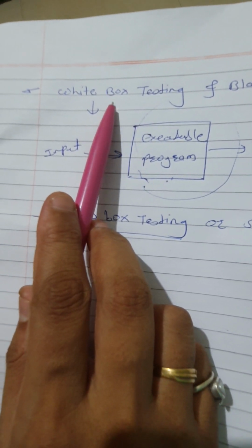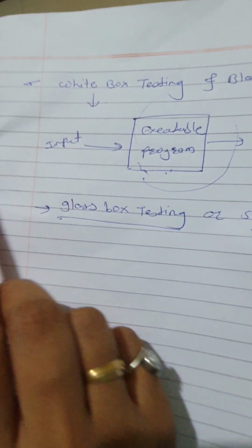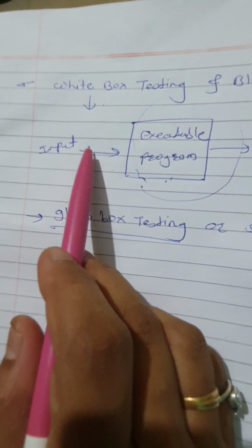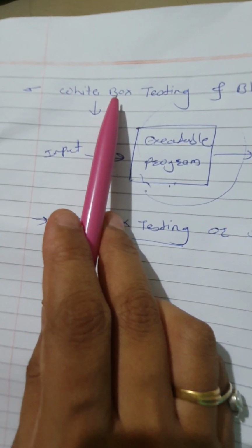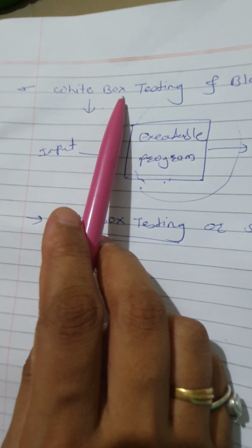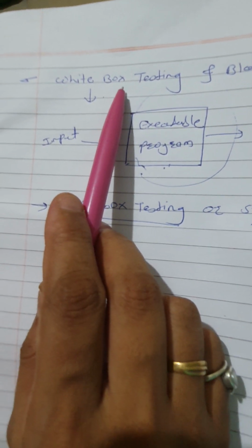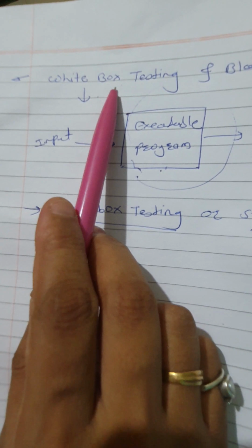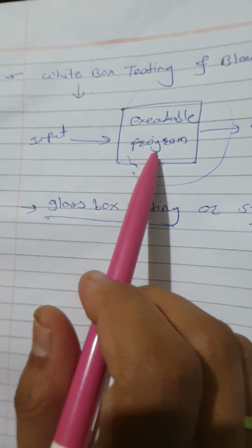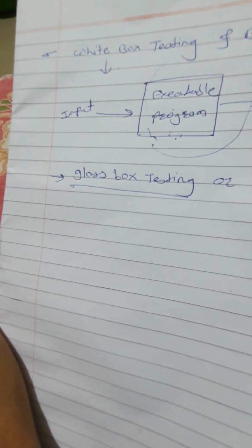So if you want to perform white box testing in an application or software, what is the requirement? The software tester needs knowledge of the internal working of that code. The tester must know the internal working of that software, meaning the tester must have knowledge about the code which is used for designing that particular software.